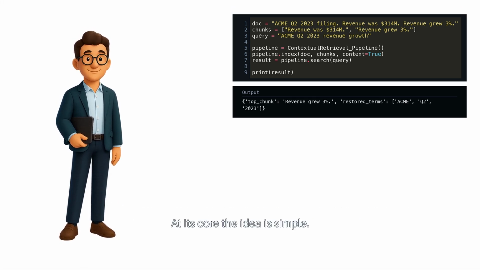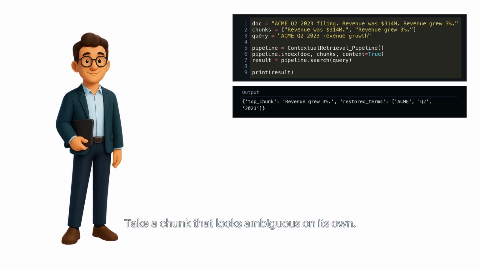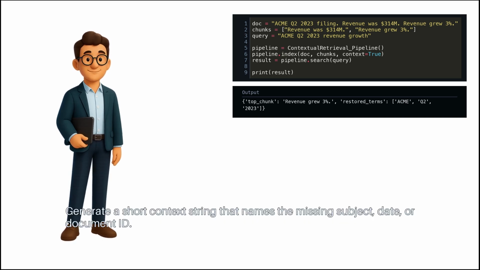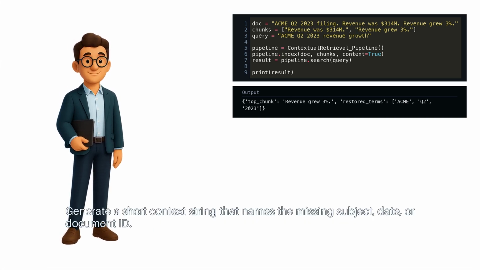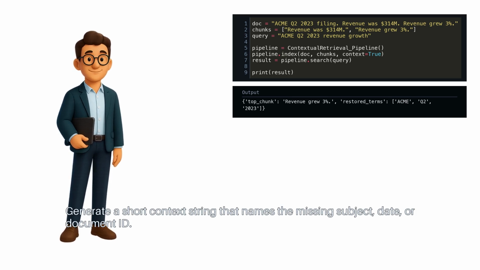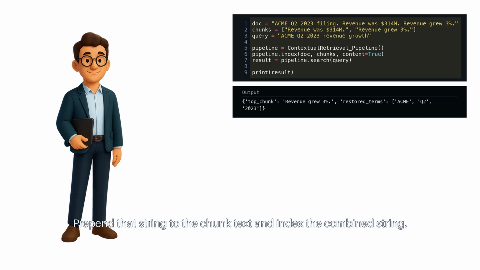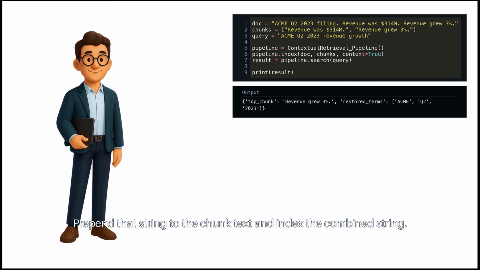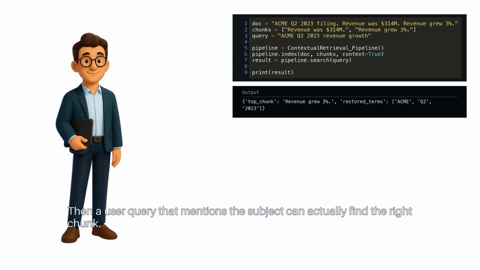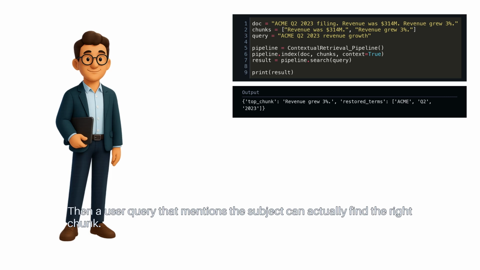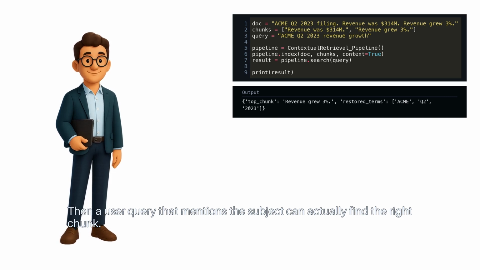At its core, the idea is simple. Take a chunk that looks ambiguous on its own. Generate a short context string that names the missing subject, date, or document ID. Prepend that string to the chunk text and index the combined string. Then, a user query that mentions the subject can actually find the right chunk.